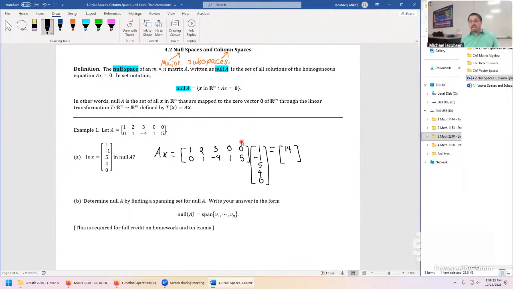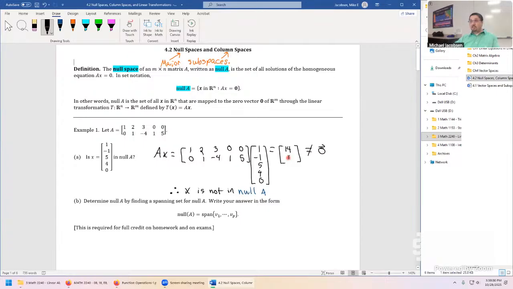So first entry is 14, and really at this stage, the work is done. Sure, we'll finish this out, but it's critical. It didn't come out as a 0 vector, and so we already have a conclusion. We can say, therefore, X is not in the null space of A. Because we already can show this is not equal to the 0 vector.